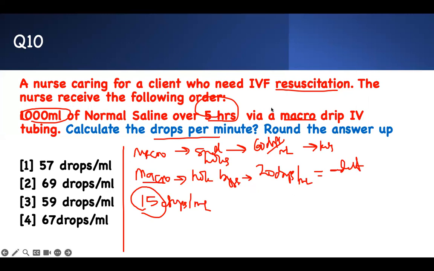The other thing is I don't use a formula. I just do dimensional analysis. This dimensional analysis came from this formula: the prescribed dose, how much you prescribe, times what is available, is your answer choice. So I will show you how you can apply it. This is the key.